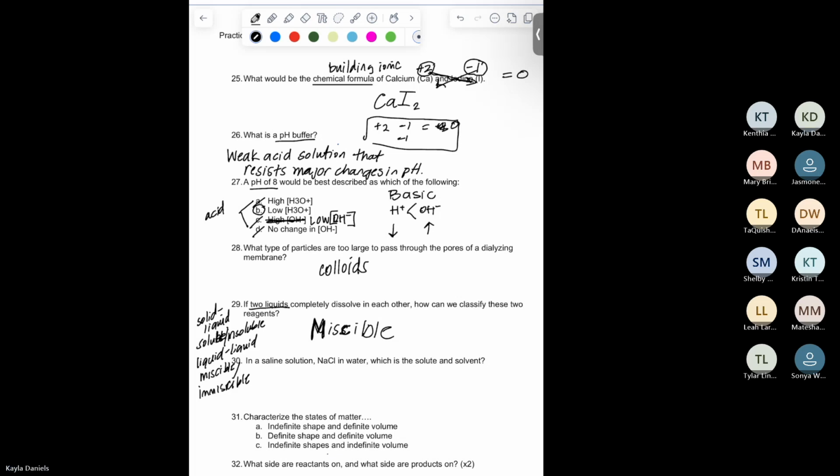Thirty. We have to identify the solute and the solvent. The solvent is usually what's in excess, there's a lot of it, what's doing the dissolving. In this case, water is the solvent, and the solute is usually a small amount, what's getting dissolved. So here NaCl would be the solute.